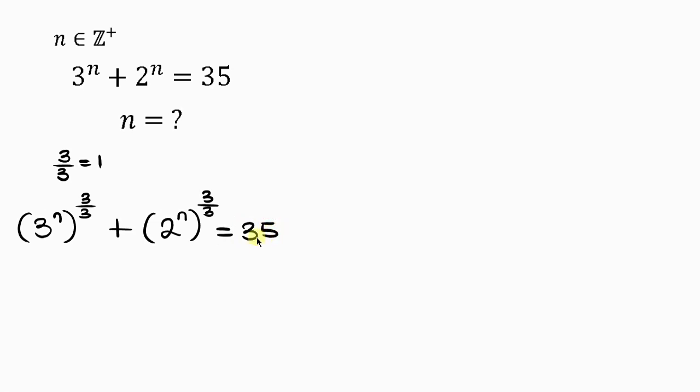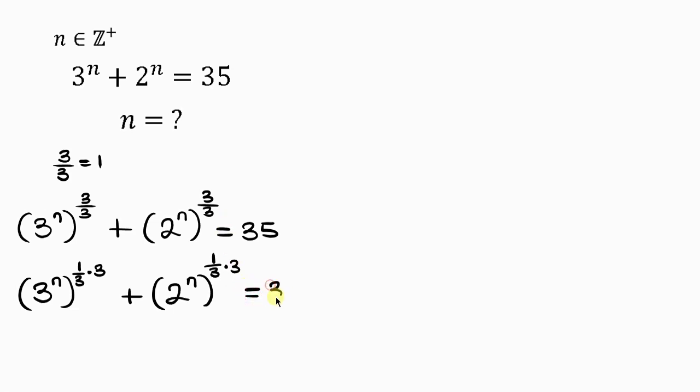Our next step will be for us to simplify this exponent so that we have 3 to the n to the, now this can be written as 1 over 3 times 3. Plus, we do the same thing here, 2 to the n raised to the, this becomes 1 over 3 times 3. And this is equal to 35.